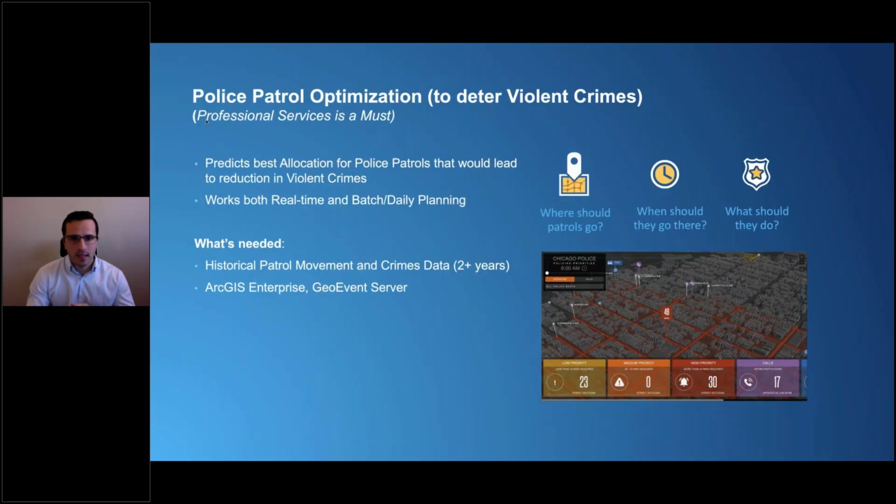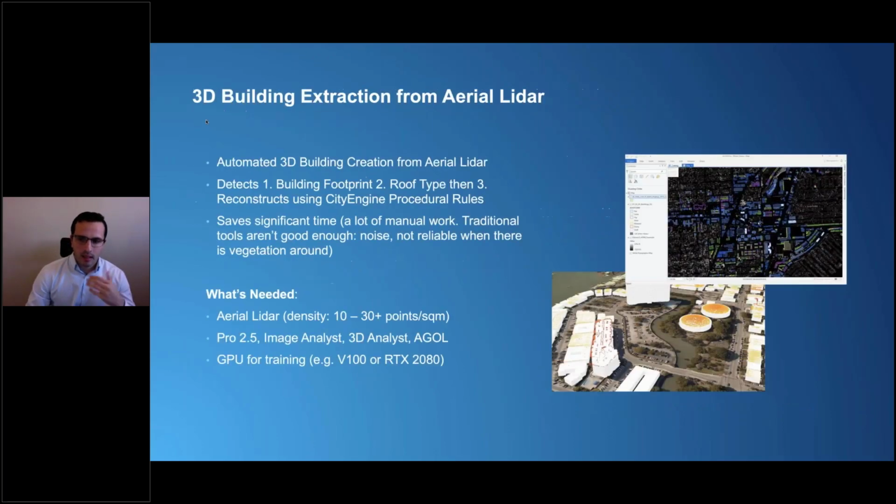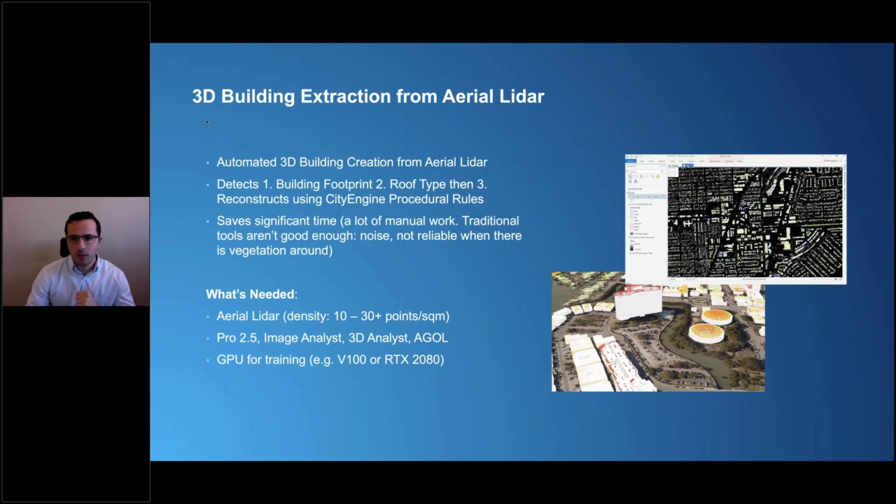Another use case is optimizing police patrols. We've been working with a police department on using an advanced type of AI called reinforcement learning to optimize police patrols in real time and reduce violent crimes proactively. And that's the 3D building extraction I've shown you.